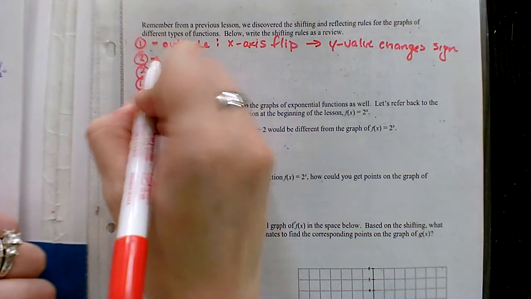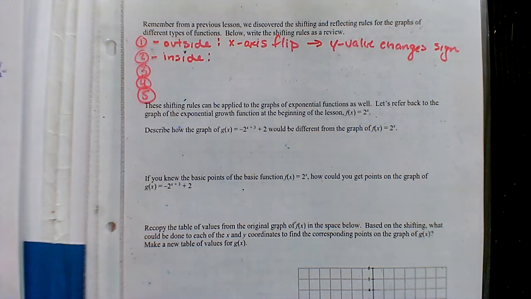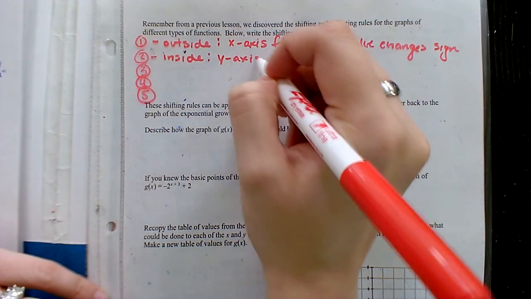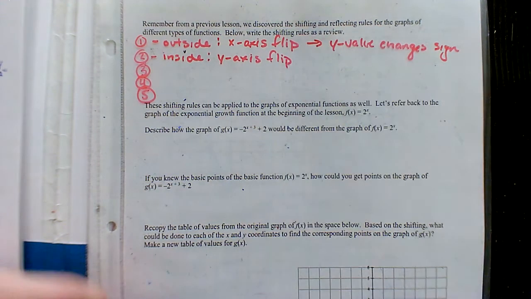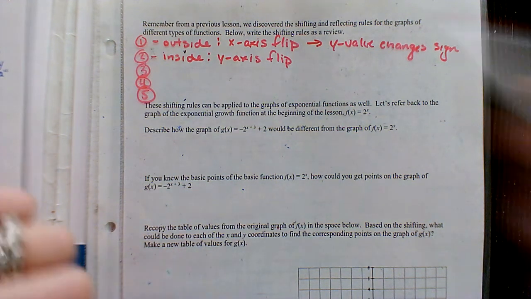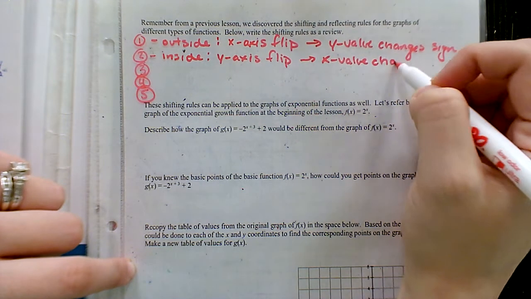Okay? What the other case is, what if we have a negative on the inside? What type of reflection is that? Yeah, the y-axis, good. And if you take a point on the right and flip it to the left, what variable is changing? Yeah, an x value, right? So the x value changes sign.